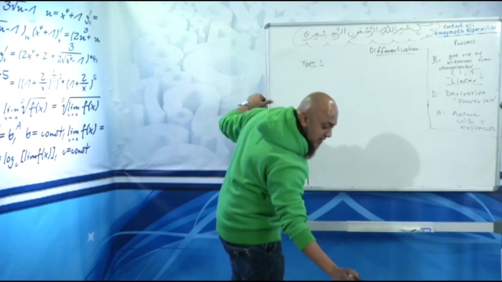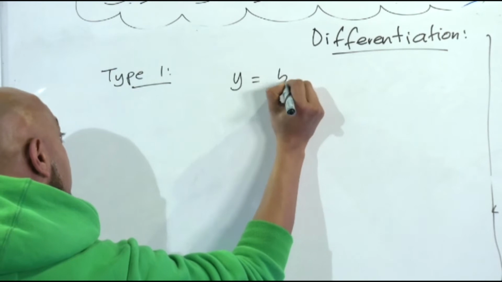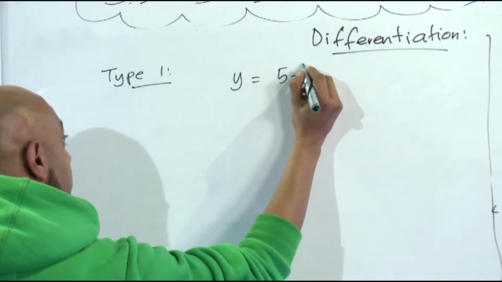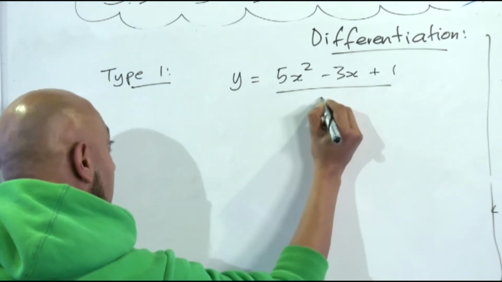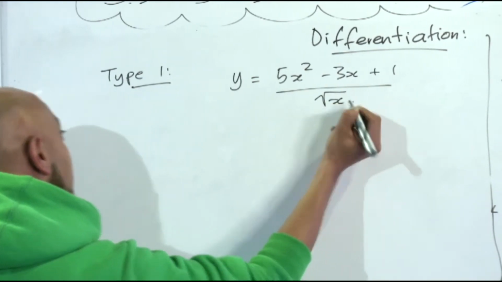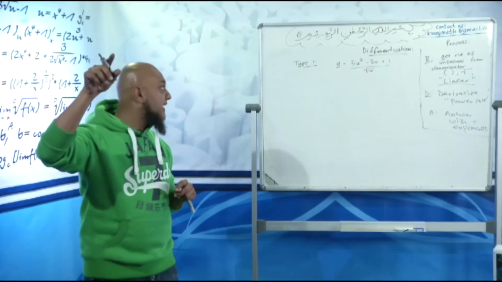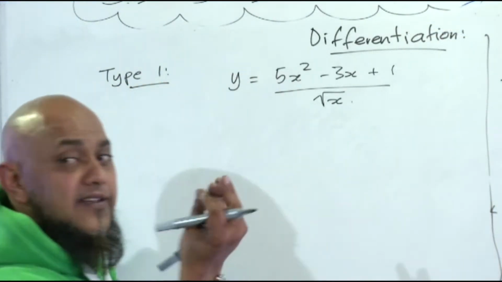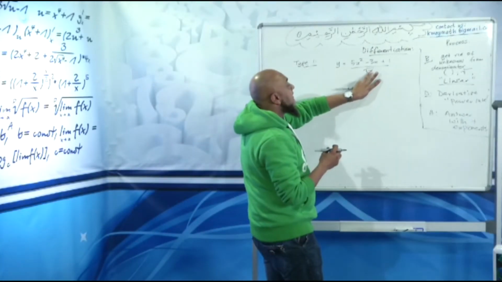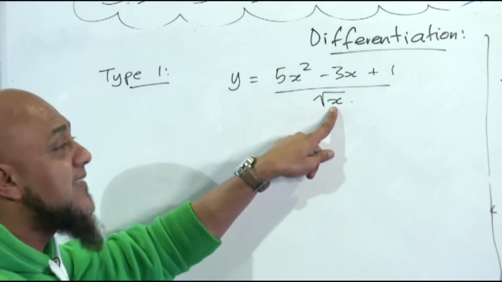So let's start with type number 1. Type number 1 looks like this. If I tell you y is equal to 5x squared minus 3x plus 1 all over root x. Let's make that interesting. If I made it only over x, that would be very simple. Then we'd just take each one and put it over x. So what is type 1? What makes it unique? It's not that there's a surd sign at the bottom. No. What makes type 1 unique is that there's one term at the bottom.